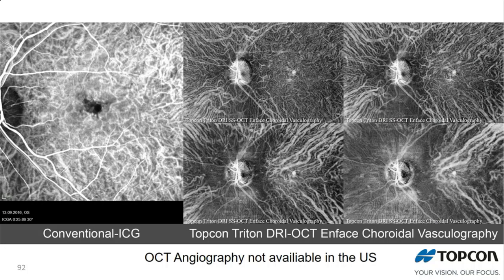We don't know how it happens, but we have theories, and we can use it to our advantage by doing this. So here you have an ICG, and here you have what I call choroidal vasculography. So you have all of the vessels you see in the ICG, but you see them in three-dimensional space. And that becomes very, very important. So you see them in different heights. Why is this important for researchers?